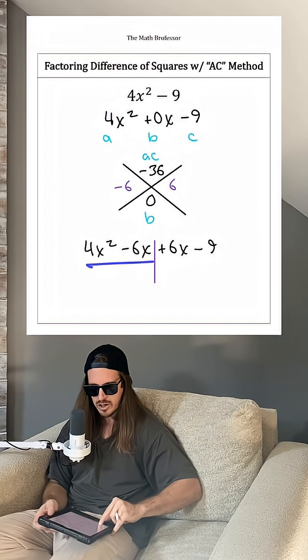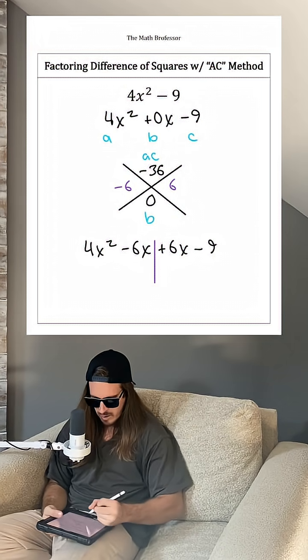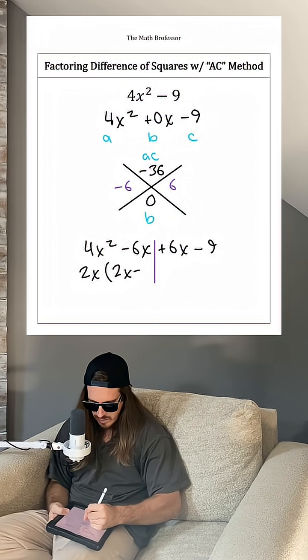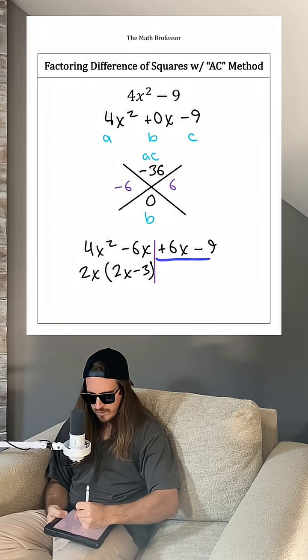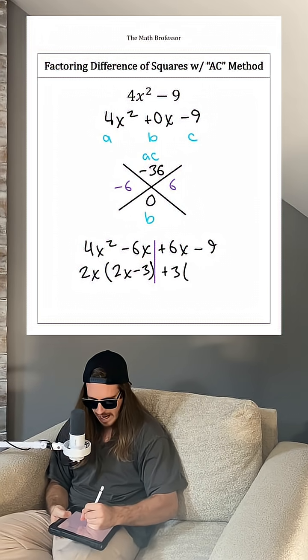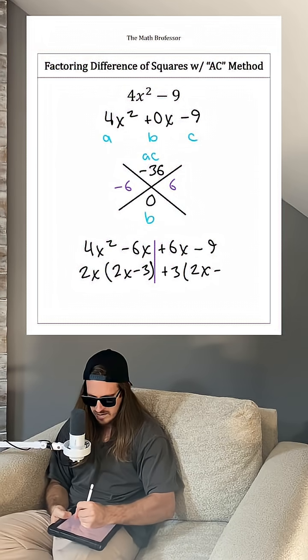So from these two terms, what could we pull out? Well, these have a GCF of 2x, and this leaves behind 2x minus 3. From the second two terms, we have a GCF of +3. We will pull that out, which leaves behind a 2x minus 3.